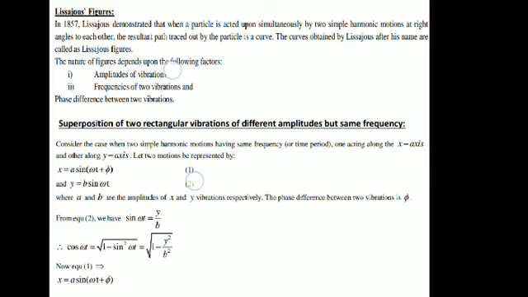But now this is a different case. We are having two simple harmonic waves moving in perpendicular directions. So what should be the resultant path traced by that particular particle? Lissajous found that in such a case, the resultant pattern traced by the particle will be a curve.